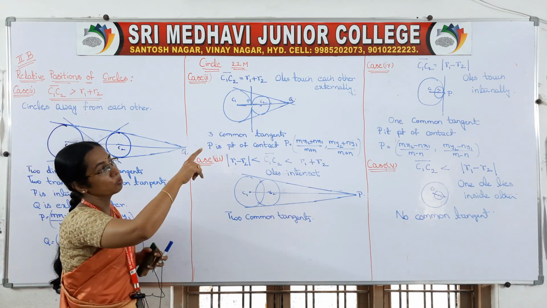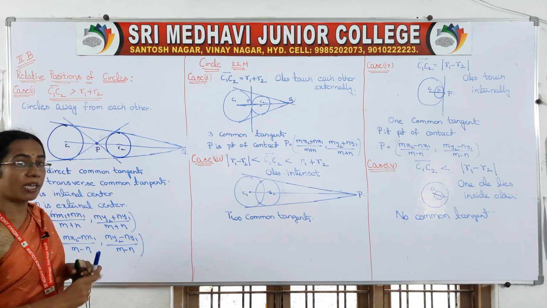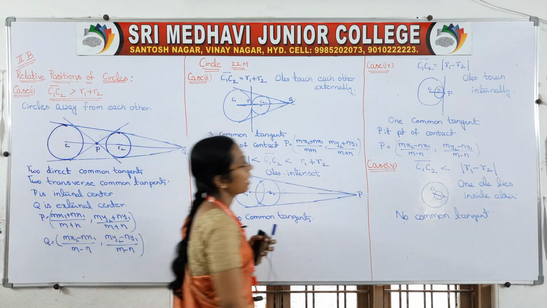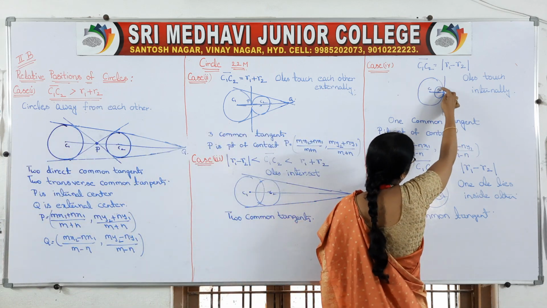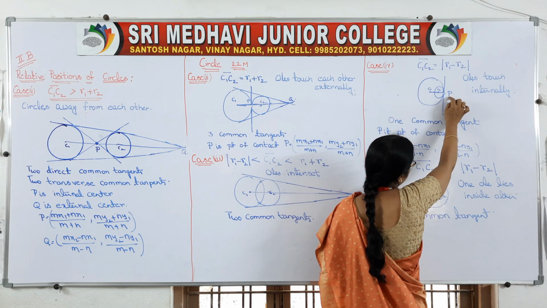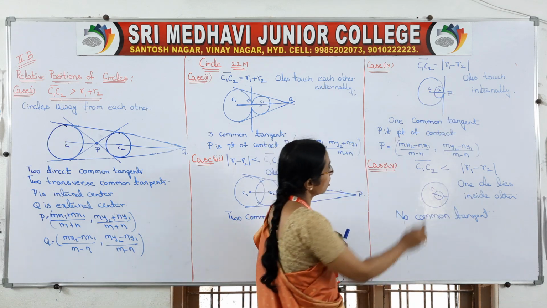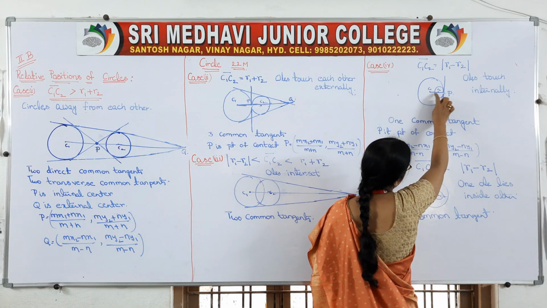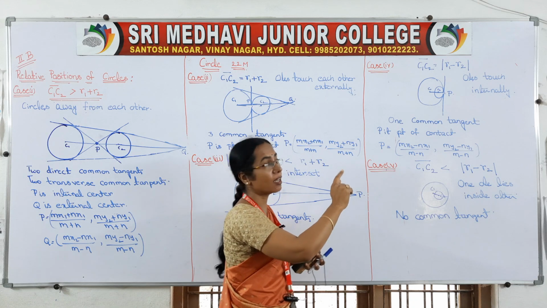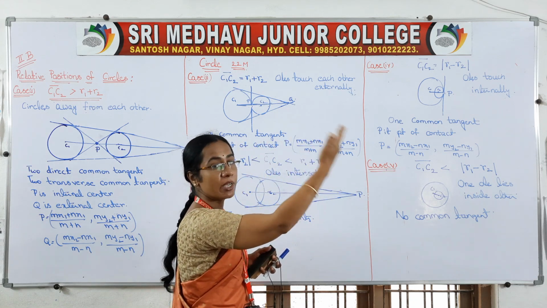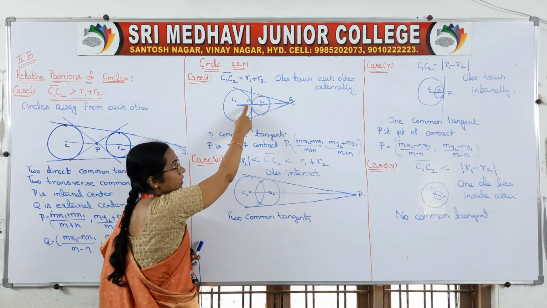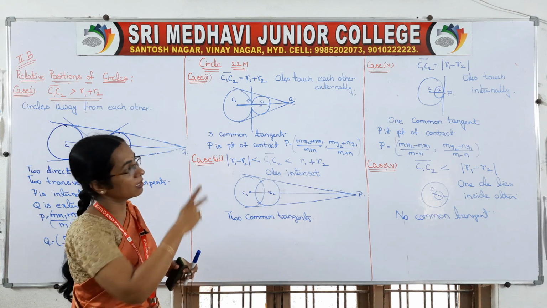If C1 C2 is equal to modulus of R1 minus R2, then the circles touch internally like this. One circle will be here, internally another circle, and they will touch at this point. This is called the point of contact. And observe, your point is outside of C1, C2. So if the circles touch internally, point of contact will be an external point. If circles touch externally, point of contact is internal, reverse, right?